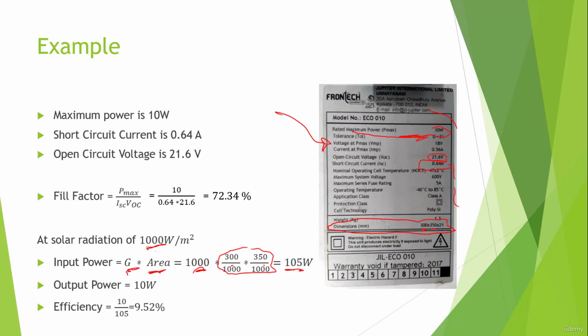9.52%. As you can see, typically the efficiency of a solar cell is around 9.52% up to 25%. But the fill factor can reach up to 75%. So there is a great difference between the fill factor and the conversion efficiency.